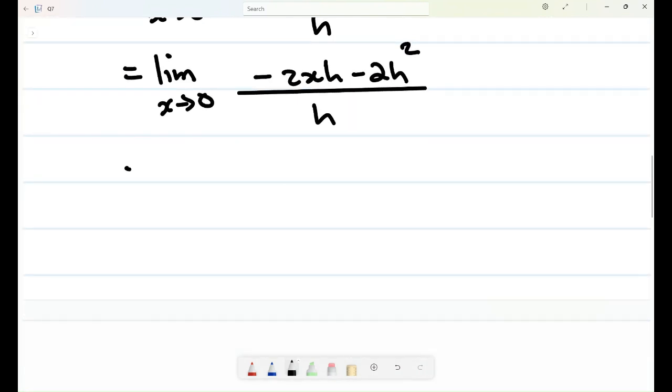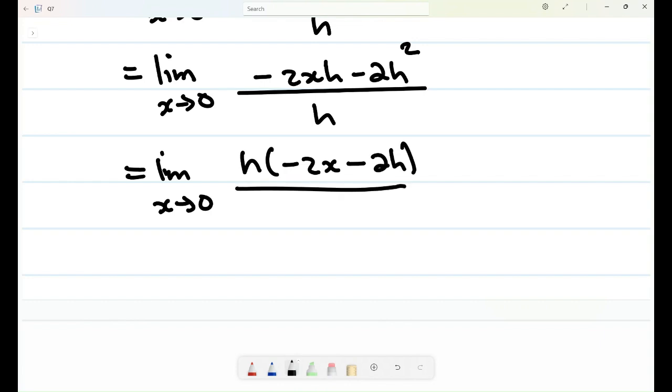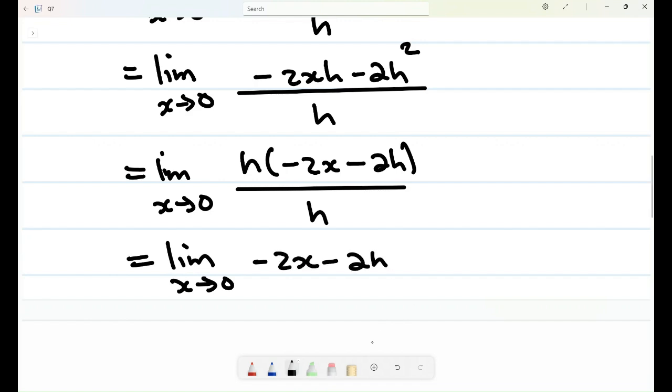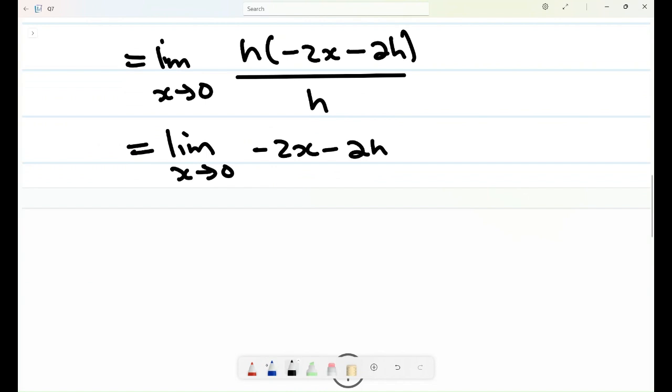Then I'm going to take out the highest common factor, limit as h approaches 0. Just take h as the highest common factor. Why? Because we want to eliminate this h at the denominator. Okay, I have negative 2x minus 2h, divided by h. Therefore, you allow me to say limit as h approaches 0 of negative 2x minus 2h. Then I can substitute now h as what?